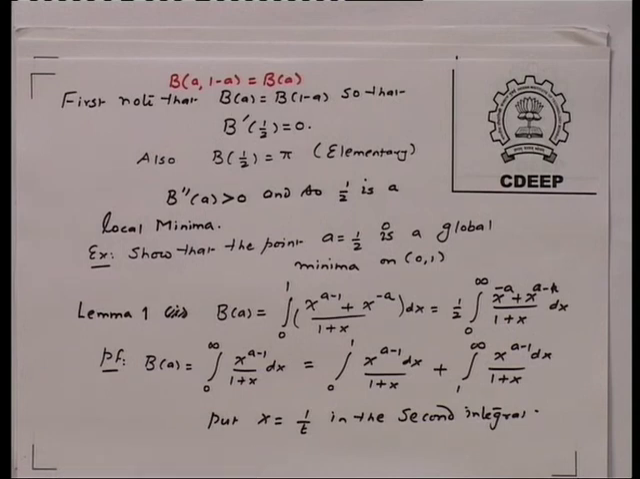So, when you differentiate and put a equal to half, what do you get? B prime of half equals 0, absolutely straightforward. And then it is also well known that B of half is pi, that is elementary. Beta of half is pi. Now differentiate it twice. Remember what B of a is? Remember that exercise: integral 0 to infinity of t to the power a minus 1 dt upon 1 plus t. Differentiate under the integral twice. Remember we had discussed this differentiation under the integral sign.